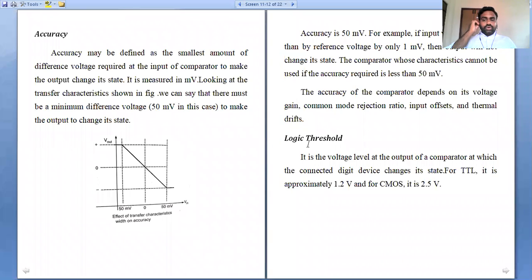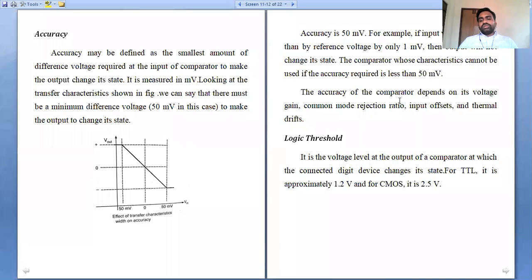Okay, logic threshold voltage. Logic threshold voltage is the voltage level at the output of the comparator. The logic threshold voltage is almost fixed in the literature. Depending upon the classification of the operational amplifier, the logic threshold is predefined by the industry. With the help of the logic threshold voltage, we can define what will be the reference point voltage of the comparator.